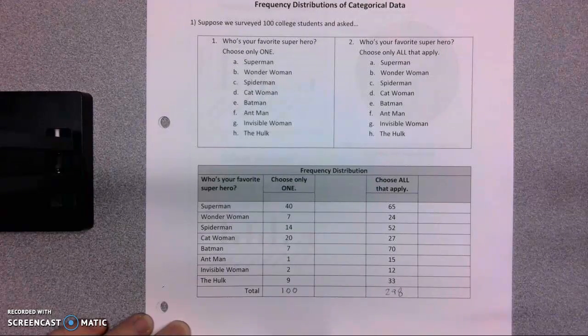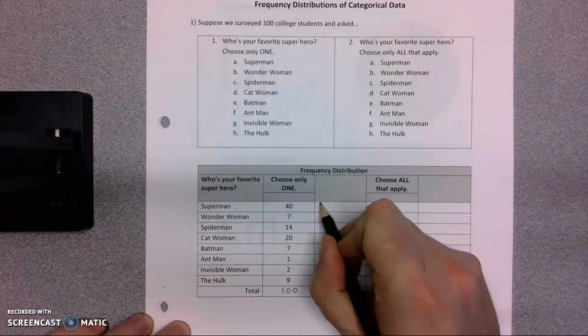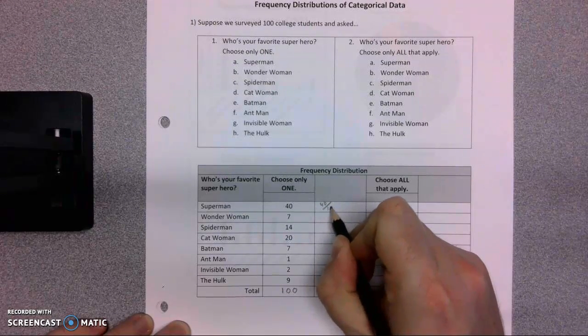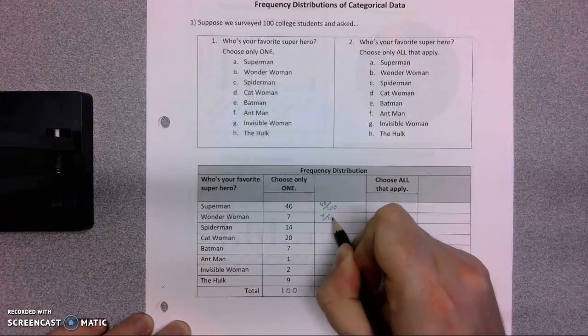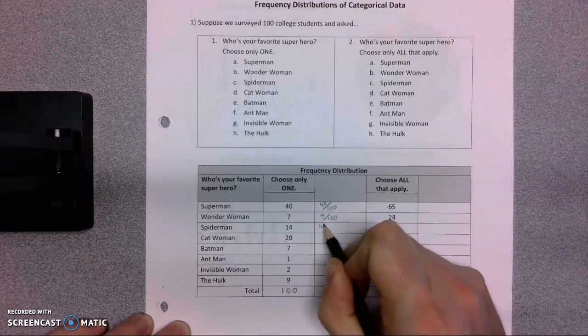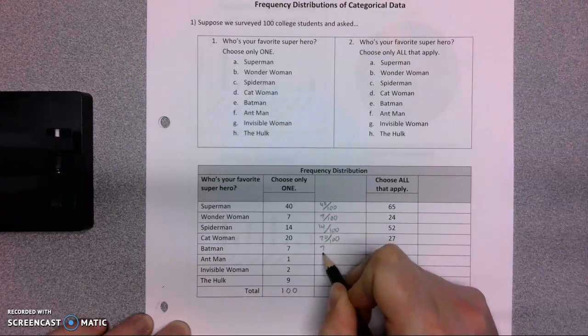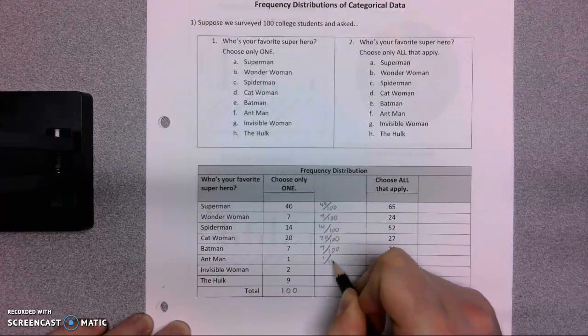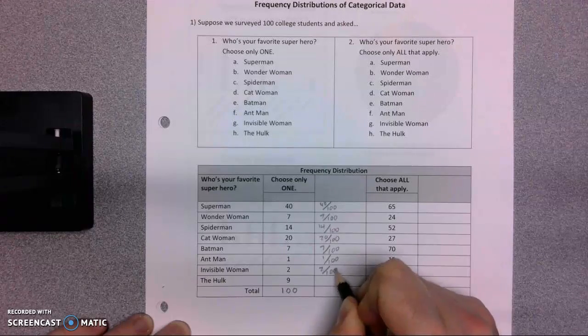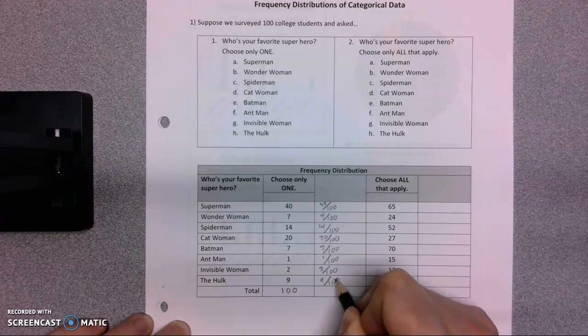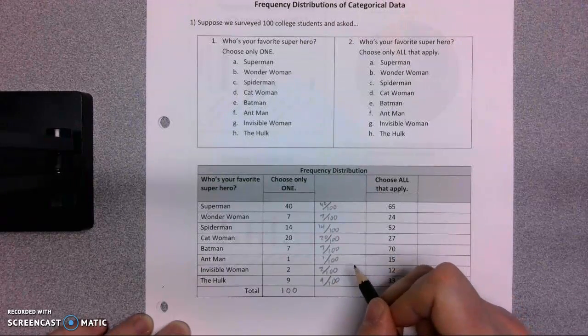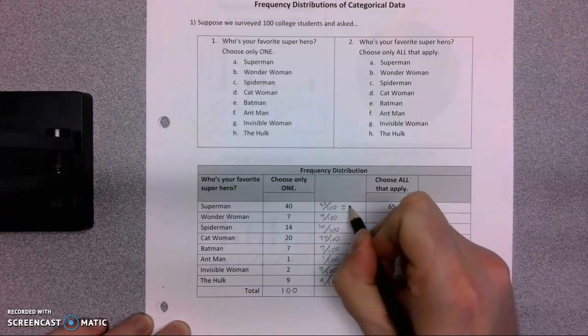We can go ahead and say this is 40 out of 100. This is 7 out of 100. 14 out of 100. 20 out of 100. 7 out of 100. 1 out of 100. 2 out of 100. 9 out of 100. And those then we could change into decimals.